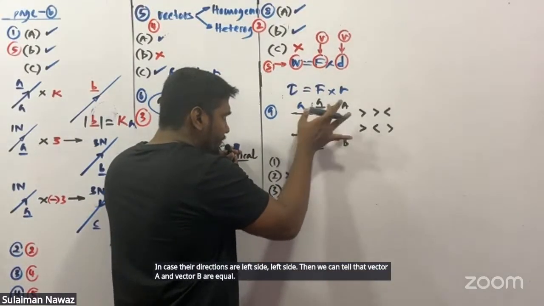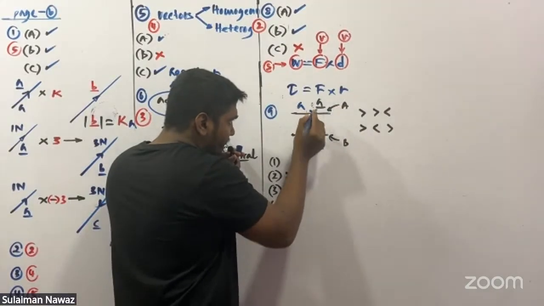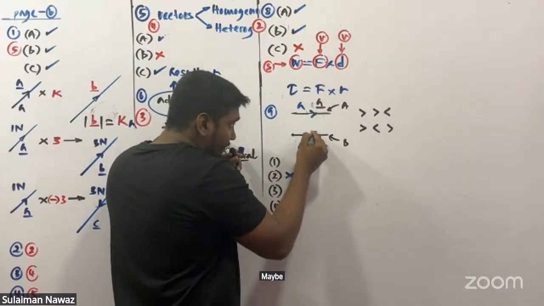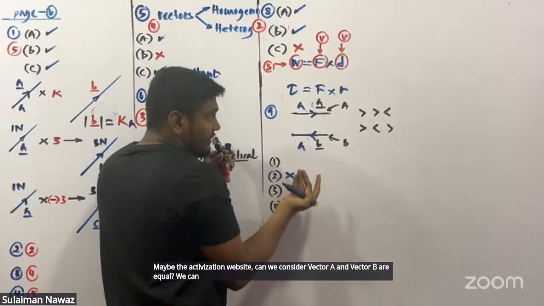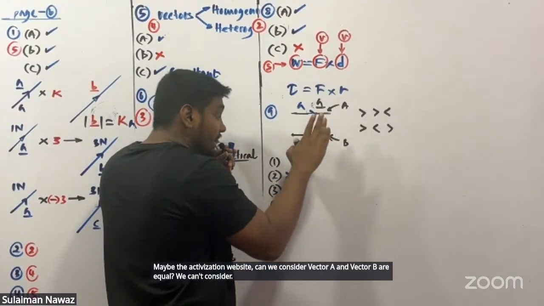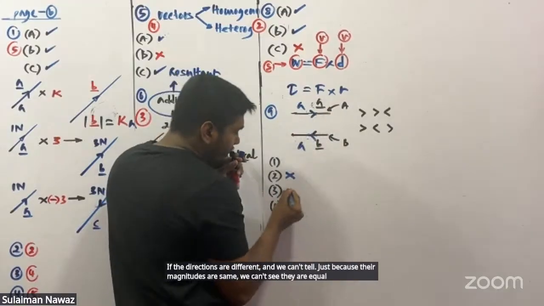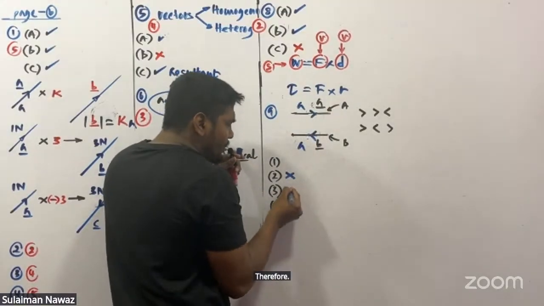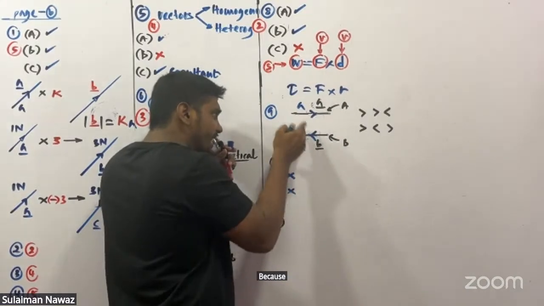What if vector A's direction is right side and vector B's direction is left side? Can we consider vector A and vector B are equal? We can't consider. If the directions are different, we can't tell. Just because their magnitudes are the same, we can't say they are equal. Therefore, the A equals B statement is also wrong. We can't tell properly because they haven't exactly mentioned the directions.